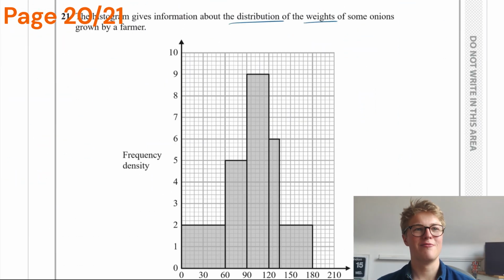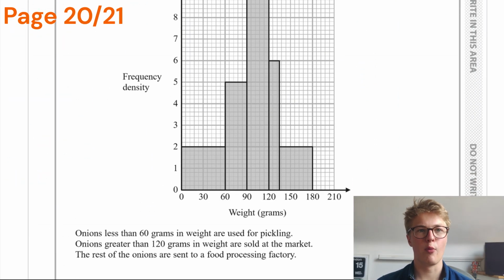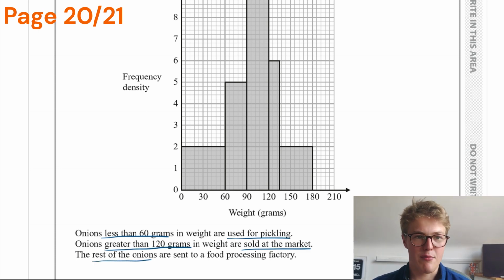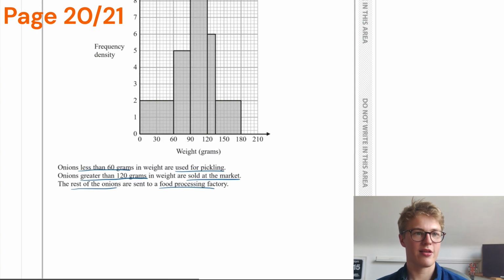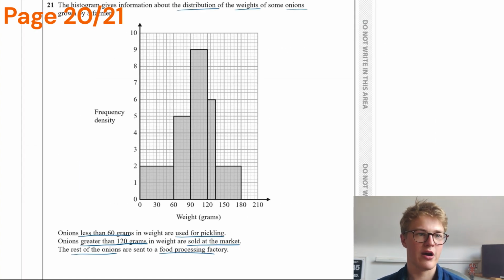The histogram gives information about the distribution of the weights of some onions grown by a farmer. Onions less than 60 grams in weight are used for pickling. Onions greater than 120 grams in weight are sold at the market. The rest of the onions are sent to a food processing factory.